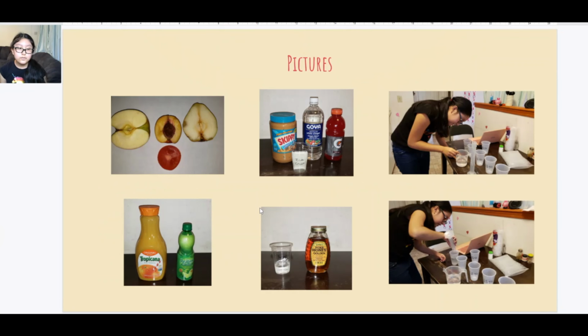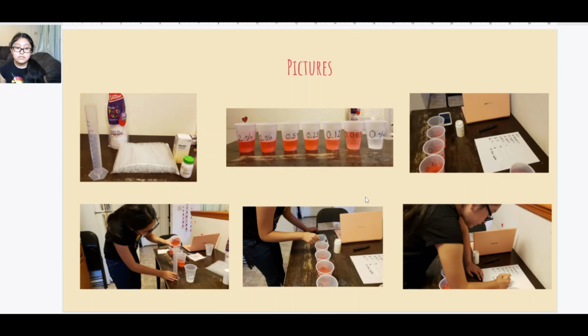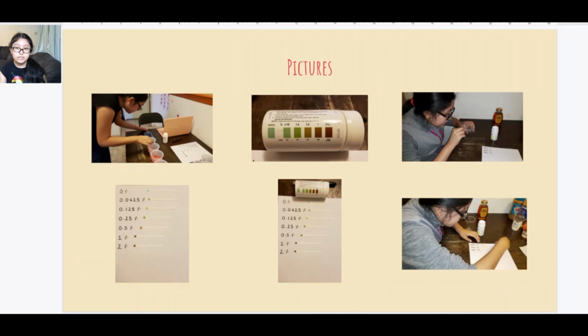These photos show the food that I tested, and these photos show the first part of the procedure in which I prepared glucose water to make sure that the test strips were working correctly. These photos show the glucose water that I prepared. I used food coloring to show the amount of glucose in each cup of water. These photos show the results of the first part of the procedure. Using the color on this test strip bottle, I made sure that the test strips were accurate.